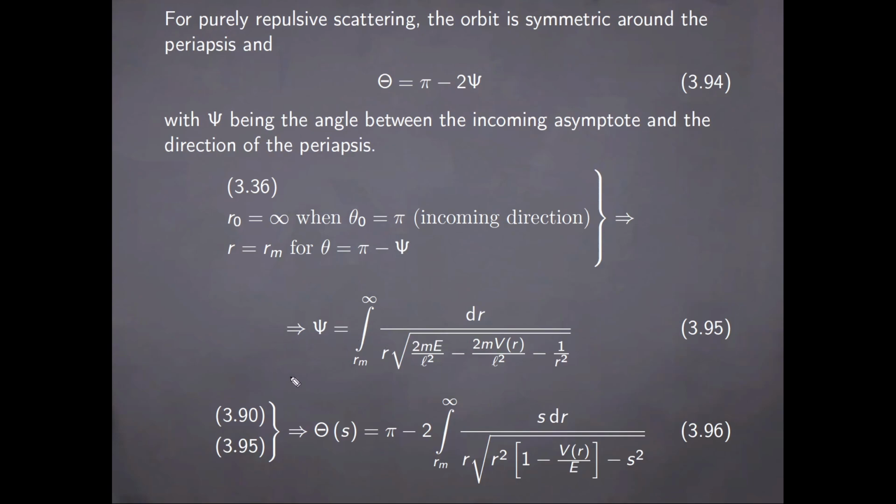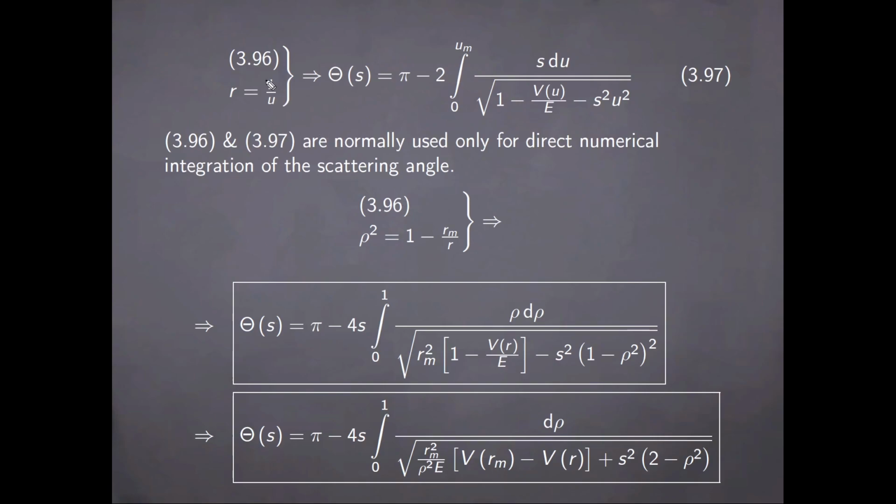And now if we use equation 390 for the impact parameter, together with this formula and the result here, we obtain the scattering angle as a function of the impact parameter according to the expression here. So involving this integral over the radial coordinate and the potential function. Furthermore, this result can be put in a different form if we change to the inverse of the radial variable for the transformation here, and we obtain this form.